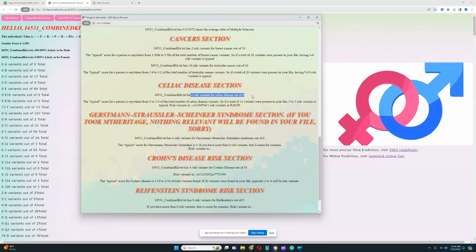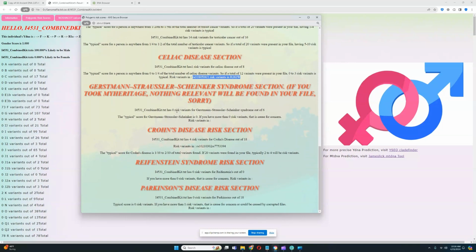One risk variant for celiac disease out of 8. It looks like the risk variant is here. It's actually printing the risk variant in R262W. Very interesting. No risk variants for GSS. Really good to see. 4 risk variants for Crohn's out of 18. And the risk variants are in these two variations. It looks like they got 2 risk variants in both of these two variations. Very interesting. No risk variants in Raffenstein's, and nothing was found. And no risk variants for Parkinson's out of 18. Really good to see.